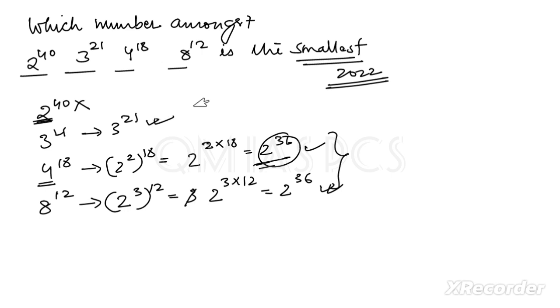Or you can try like this: this is 2 power 36 and this is 3 power 21. Obviously this has more power, this has less power, so this is the smallest. By logic you can say this is the smallest number. Is it clear? If you are going to expand this, 3 multiplied by 3, 21 times, it is a very difficult task.